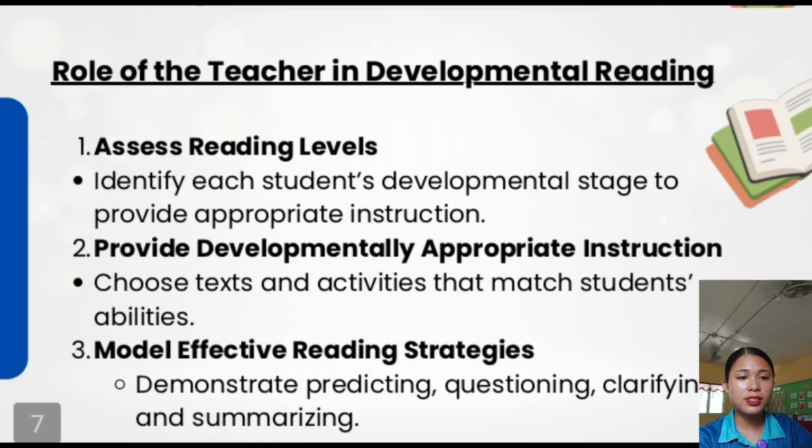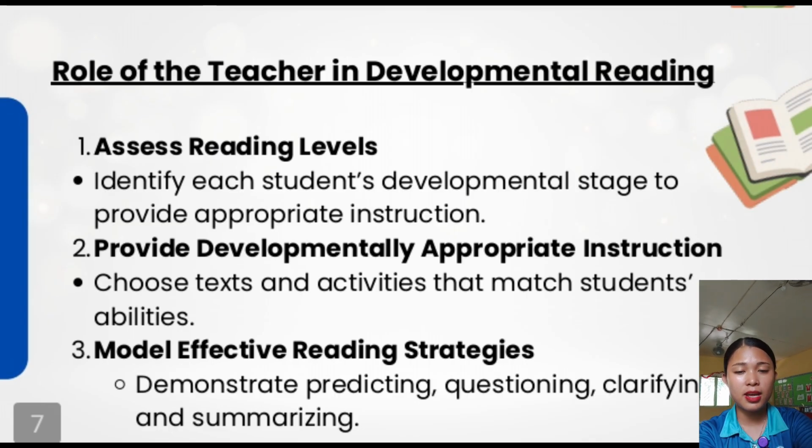The first one is assess reading levels. Identify each student's developmental stage to provide appropriate instruction. In this level, teachers need to know where each student is in their reading development. This means identifying whether a student is an emergent, early, transitional, or fluent reader. Knowing their level helps teachers provide instruction and materials that are appropriate for their stage, so students aren't frustrated or bored.